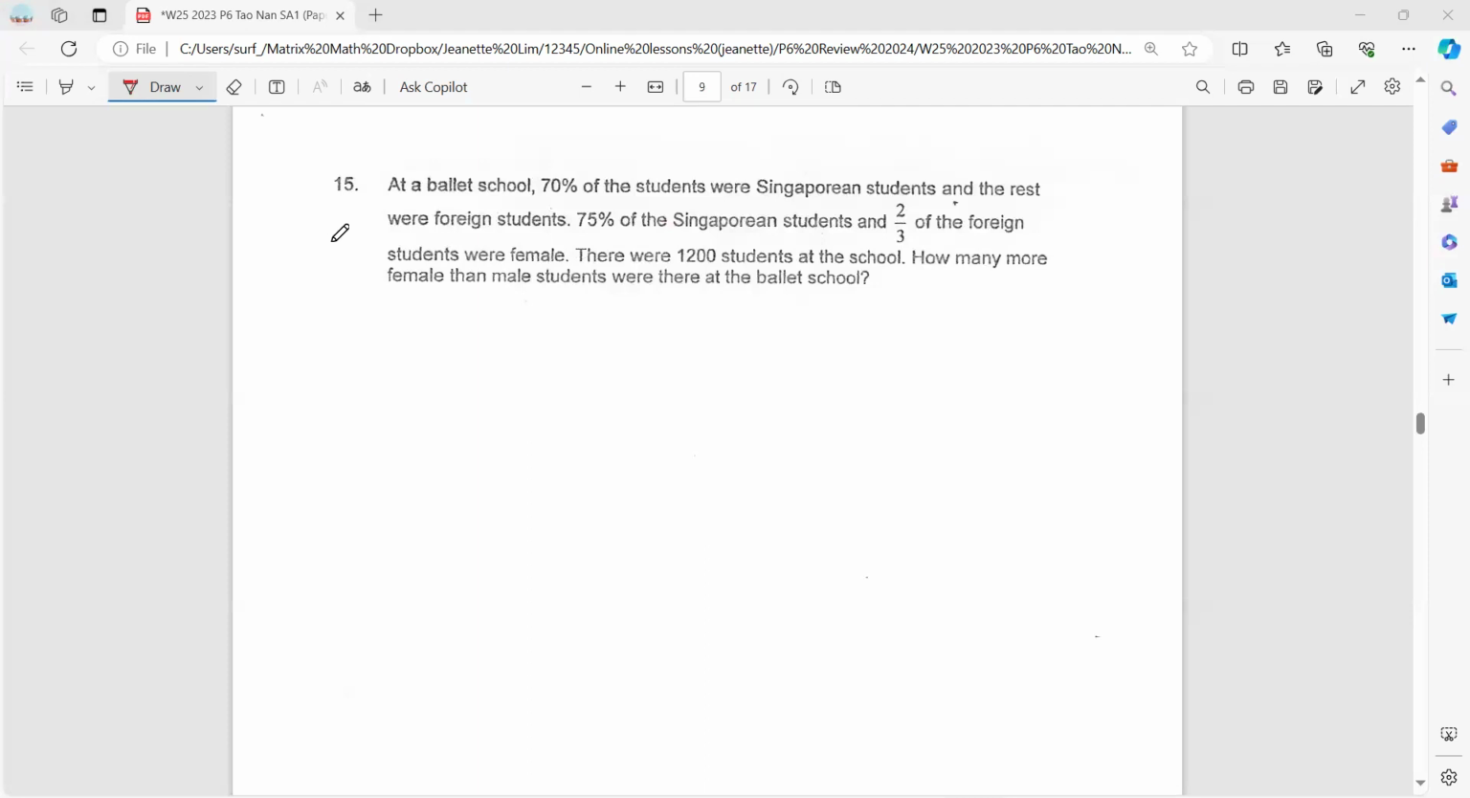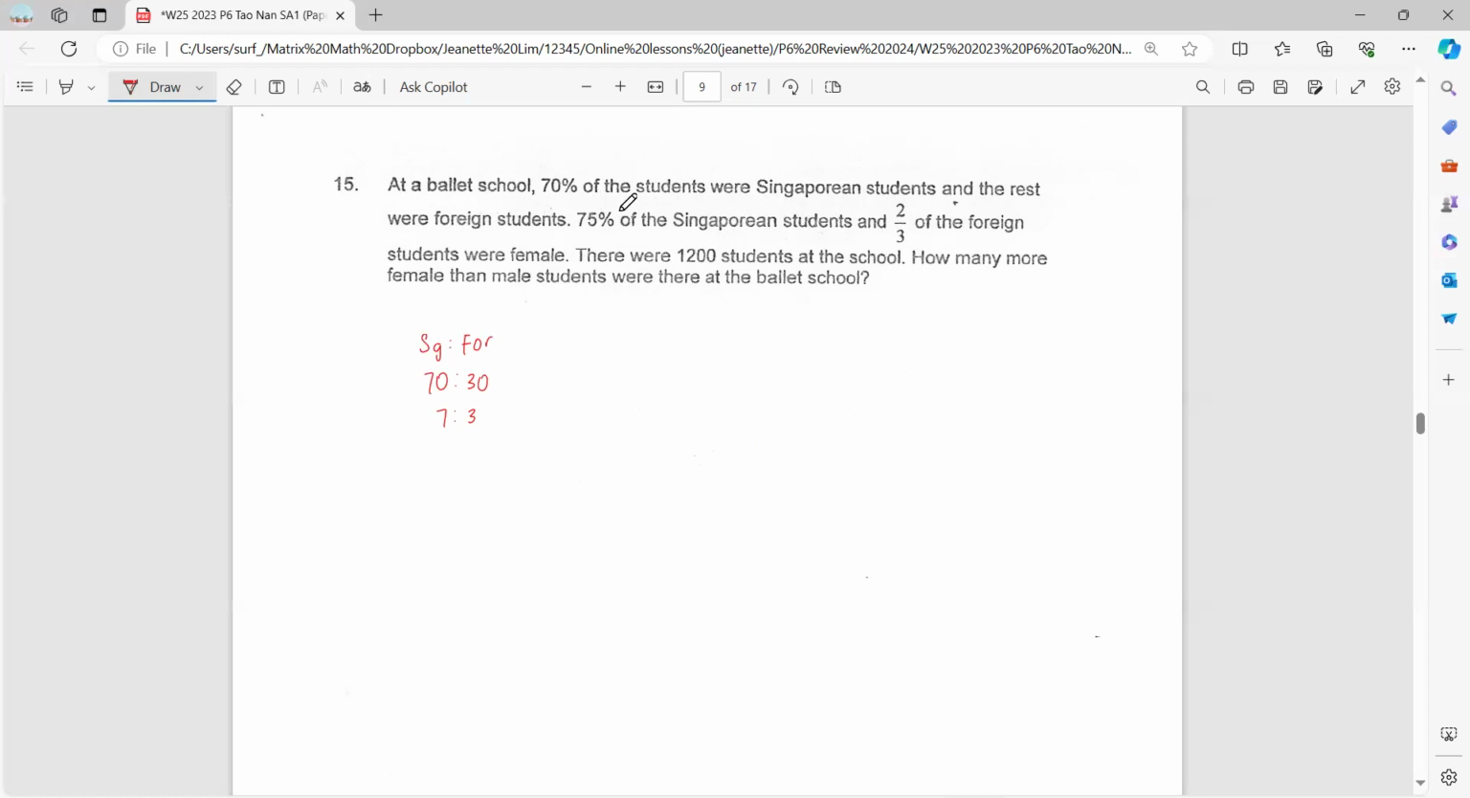Okay, so we have percentages in this question, and we also have fractions. So what we'll do is convert all of these into ratios so that we're only using units. Firstly, 70% of them were Singaporean students and the rest were foreign students. Let's find out the proportion of Singaporean to foreign students. So 70 for Singaporean, the rest will be 30% foreign students. When we simplify, this is 7 to 3.